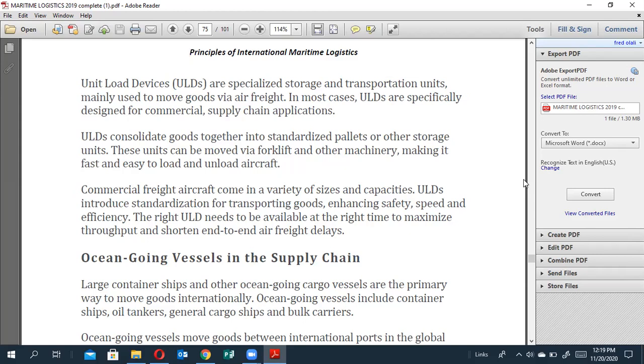Commercial air freight aircraft come in a variety of sizes and capacities, so ULDs introduce a standardization for transporting these goods, thereby enhancing safety, speed, and efficiency. The right ULD needs to be available at the right time to maximize throughput and to shorten the end-to-end air freight delays which can occur.